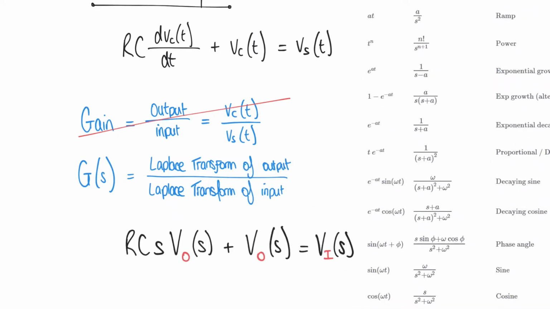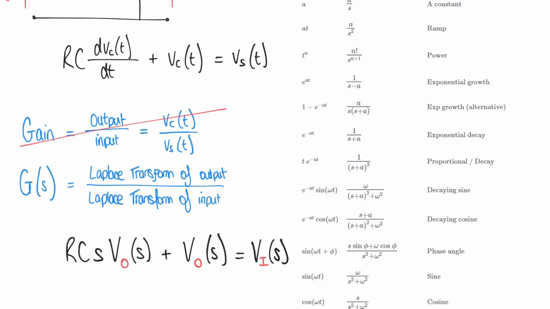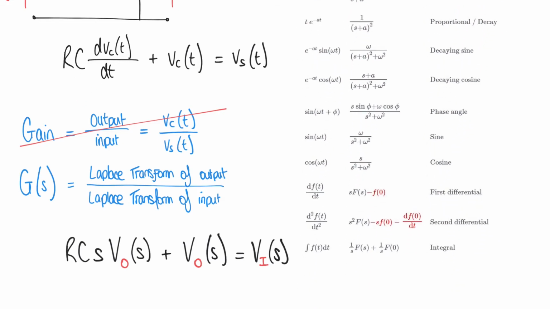So in case this is unclear, our differential here, Vc with respect to t, is similar to d of f with respect to t in the Laplace table here. And we see that this transforms to s f of s, assuming no initial conditions. We've ignored these red terms here.